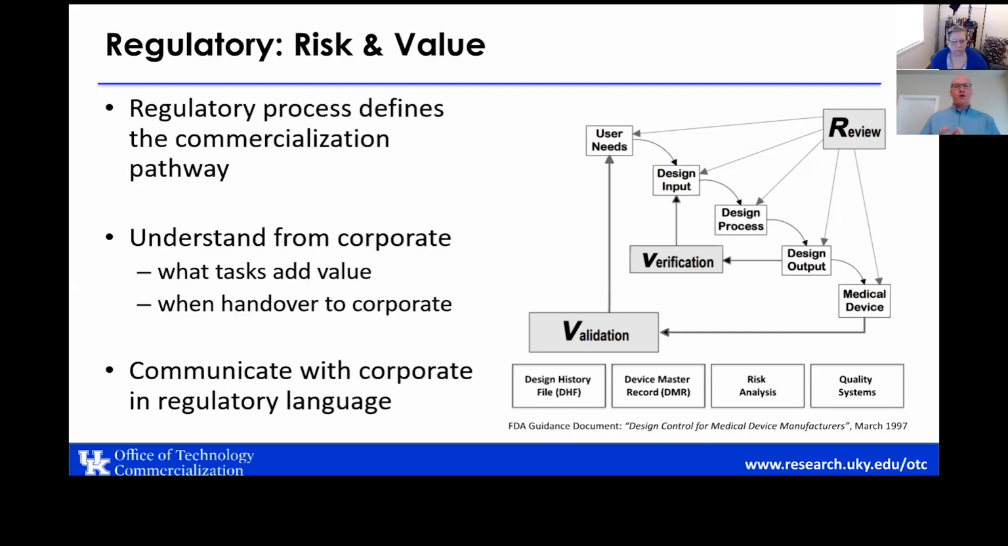So for you to understand those things and to be able to communicate with corporate about, we're at the stage where we've identified a set of user needs. We have a design output, or a design, that has been verified. We have gone through a clinical trial to validate certain aspects of this thing. They've all been documented in a design history file. If you can communicate with the corporate in that language and that vernacular, you're adding tremendous value to your technology.